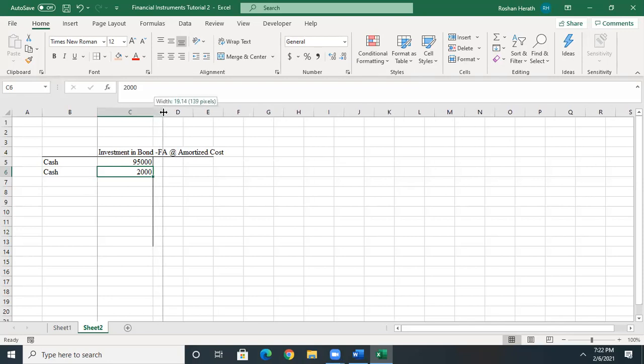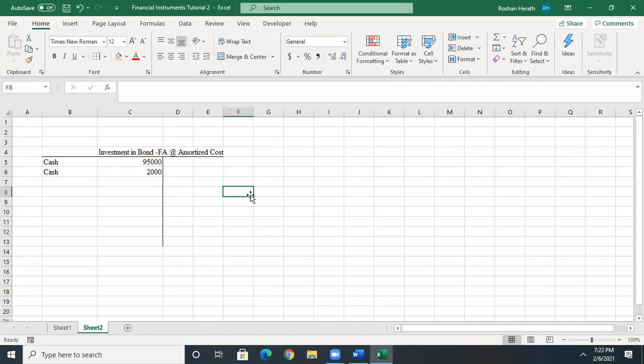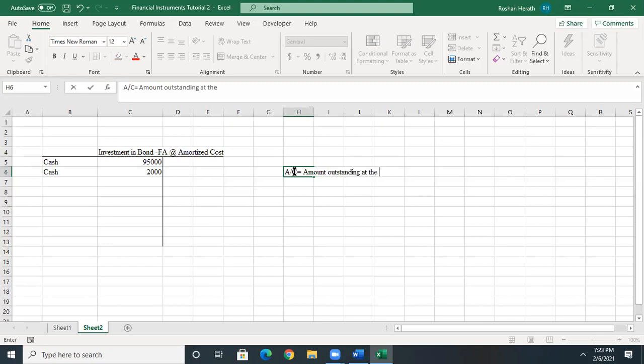The standards define amortized cost like this. It says that amortized cost equals the amount outstanding at the beginning of the period.